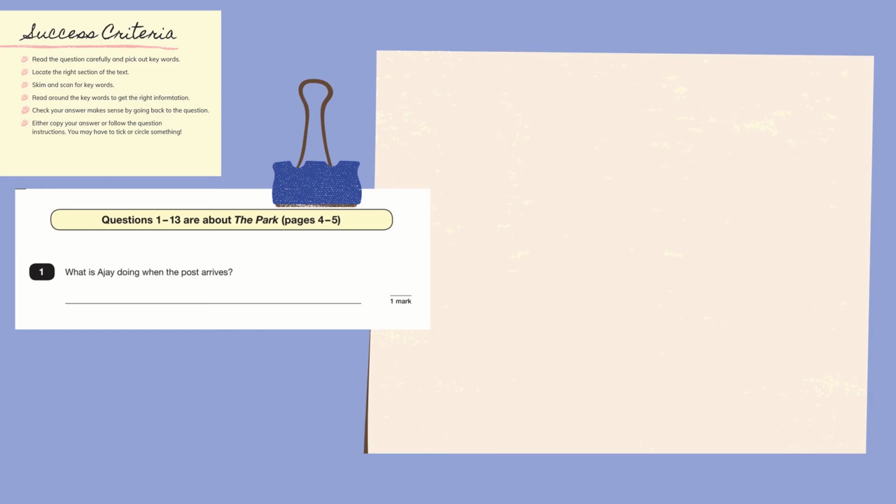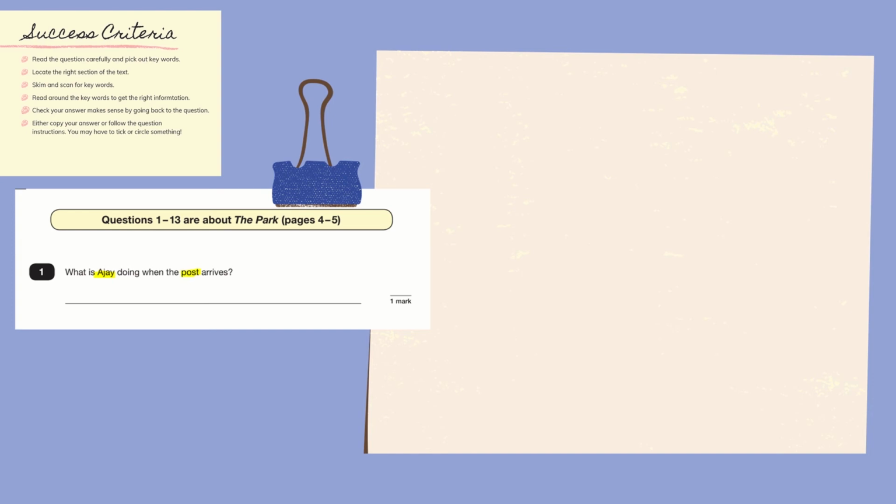Here is an example of a retrieval question from the 2019 Key Stage 2 reading paper. I've got my success criteria up here to help us, so we'll start off by doing the first step. Read the question carefully and pick out the key words. What is AJ doing when the post arrives? So AJ is definitely a keyword, and post. So then locate the right section of text.